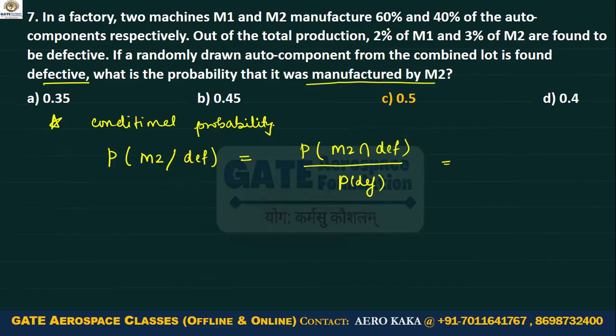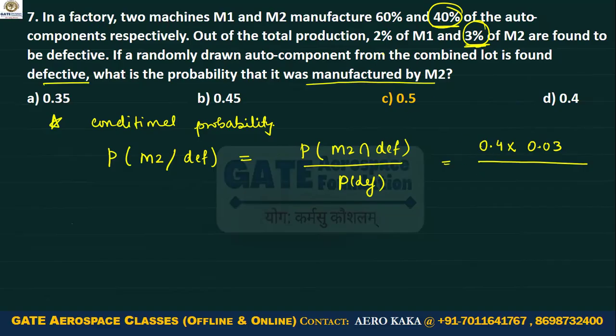If I talk about components from machine 2, it's 40%, so that is 0.4. And out of the 0.4, how many are defective? 3%, so 0.03. I'm using these two data to find out the numerator, that is components from machine 2 and being defective. So I just multiplied their probabilities. And what is the probability of being defective? So I'll find out the total probability of being defective.